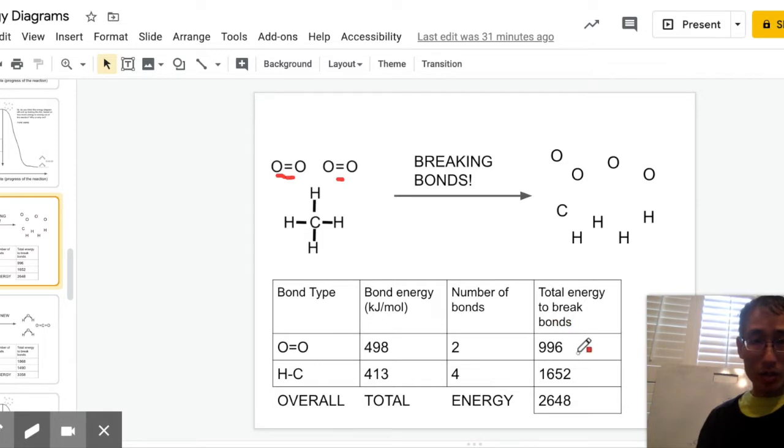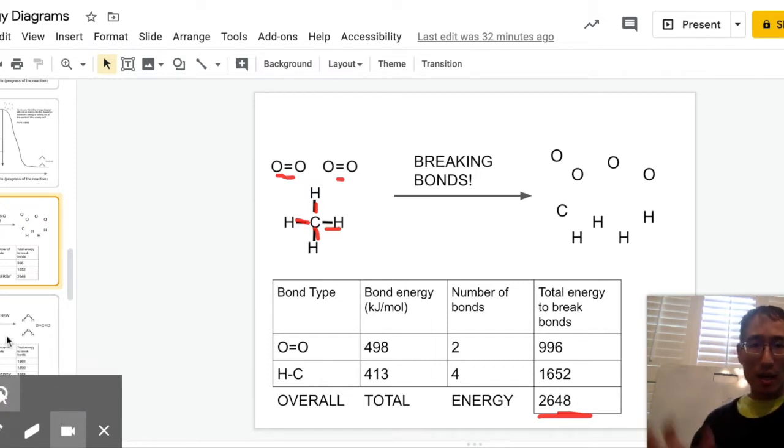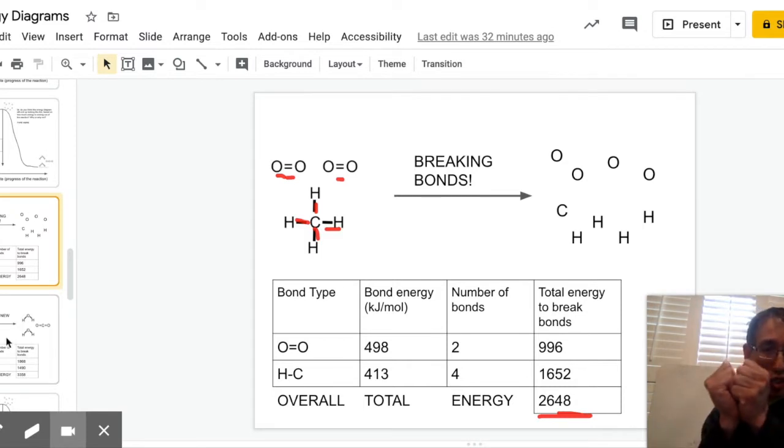That equals 996 kilojoules. And the CH bonds, 413 times 4, so we have 1, 2, 3, 4 bonds. That equals 1652. So we add that together, we get a total of 2648. Okay, so the numbers aren't super important, just kind of thinking about how much energy is going into these things. When I break it apart, I put in 2,648 kilojoules of energy to break these bonds apart, and now I have all these atoms kind of flying around.